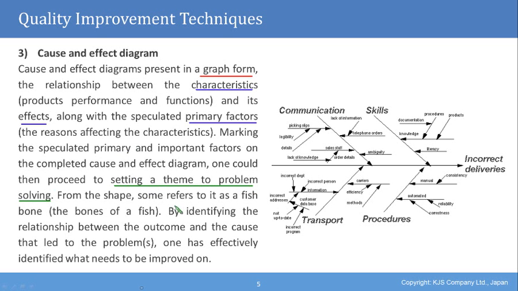From the shape, some refer to it as a fishbone diagram because it looks like the bones of a fish. You have some stemming from the middle and some arrows stemming from these primary stems. By identifying the relationship between the outcome and the cause that led to the problems, one has effectively identified what needs to be improved on.